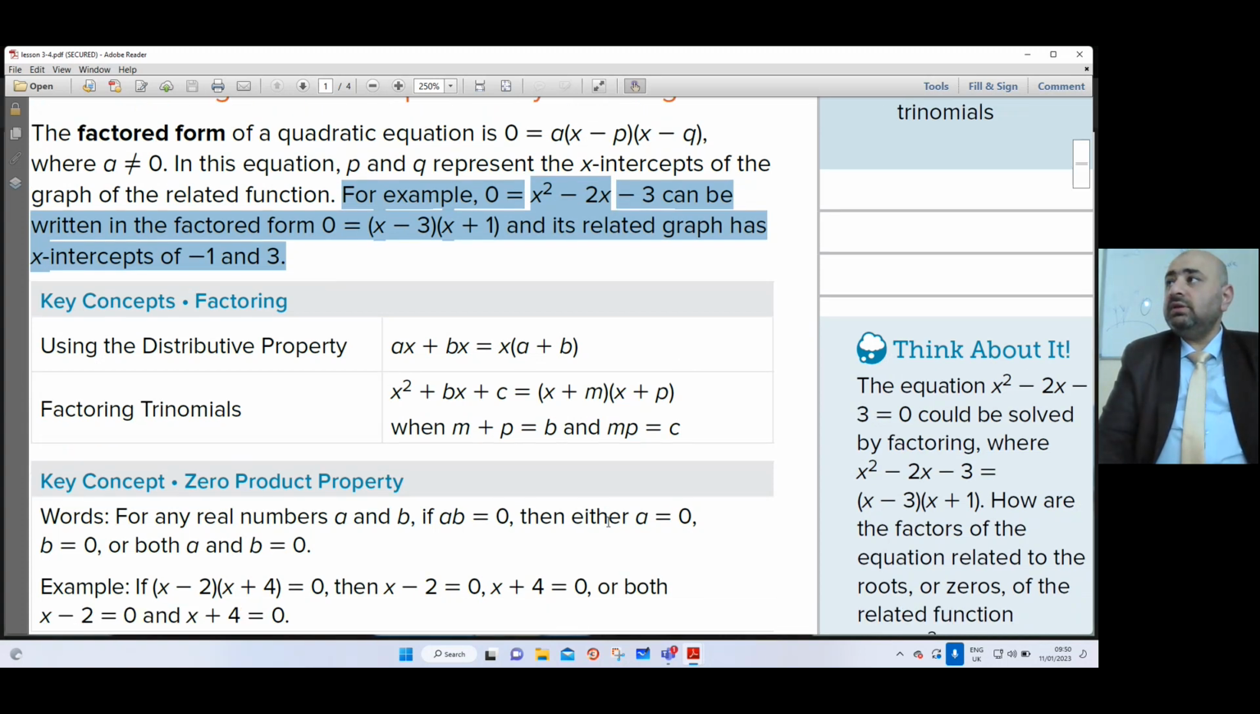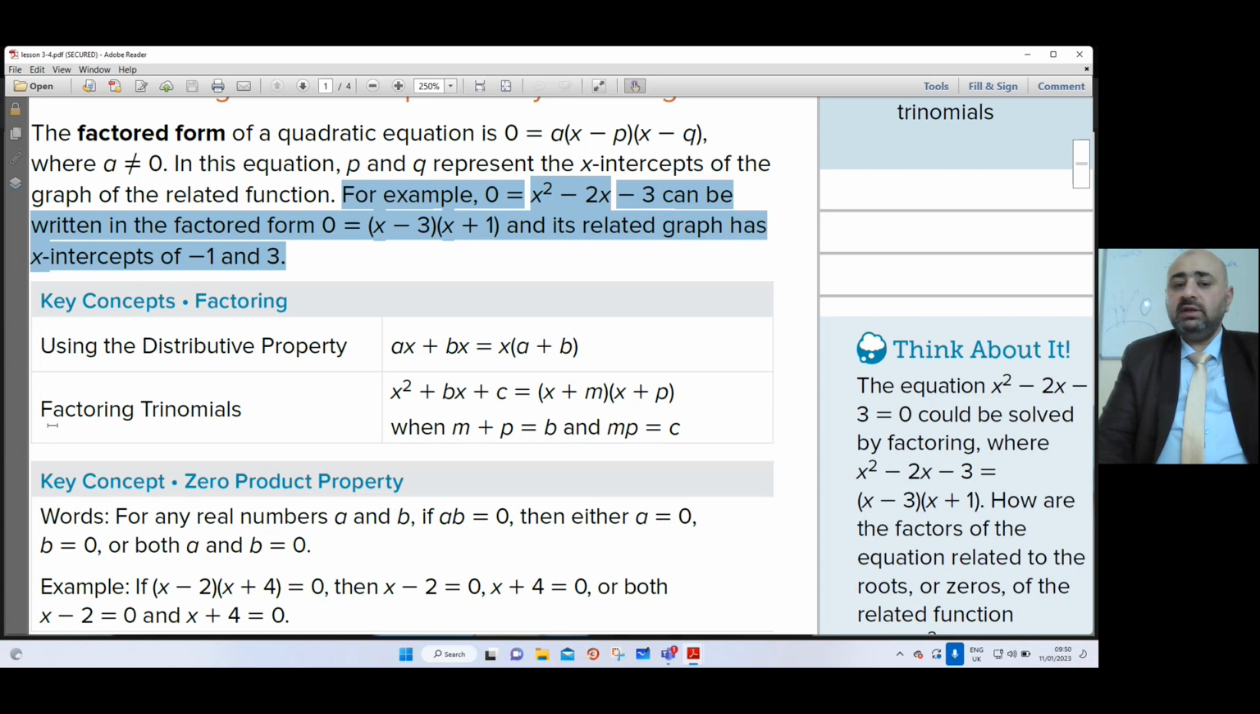We have here some important issues for factoring. Using the distributive property: if you have x multiplied by parentheses a plus b, we can use the distributive property. X times a will be ax, and x times b will be bx.